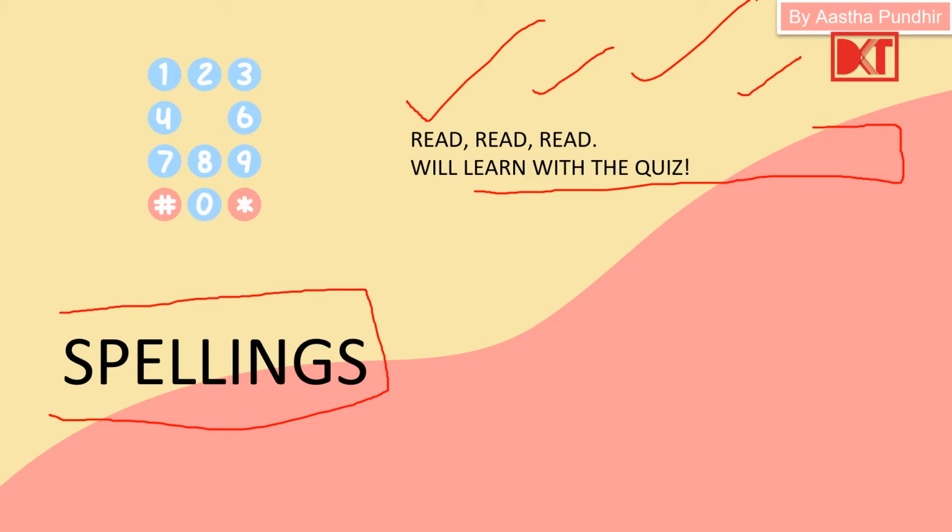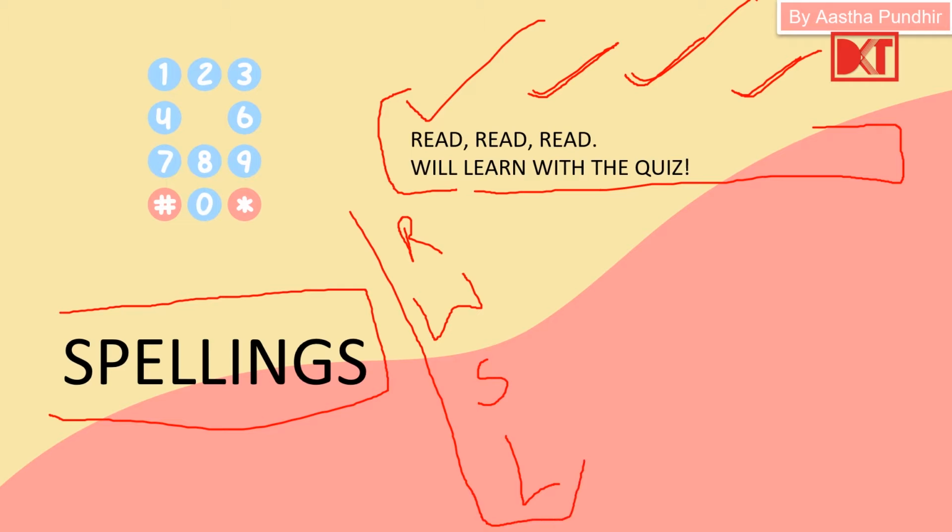And for spellings, you have to focus on the sound, and you have to read and read and read. This means you have to involve English in your life. As I have told you, involving English means either reading it, writing it, speaking all the time and even listening. So if you include all these aspects of English, this topic of spellings will be a piece of cake for you. All right, let's start.